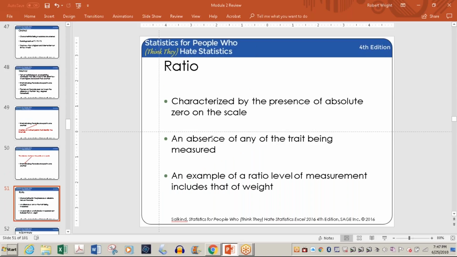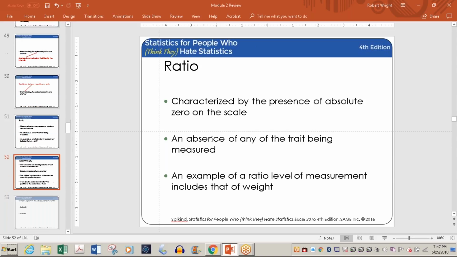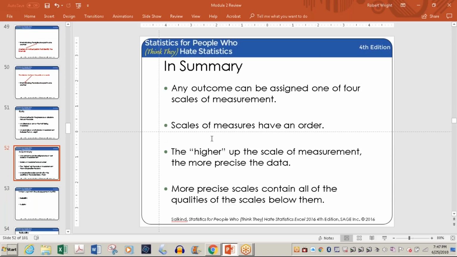And finally, ratio has an absolute 0, the absence of any trait being measured. Weight, you know, 100 pounds is more than 50 pounds. 2 ounces is more than 1 ounce. Okay, so in talking about your findings, any outcome can be assigned one of the 4 scales of measurement. These scales have an order, as we said, from lower to higher. The higher up the scale, the more precise, and the precise scales contain all the qualities of the scales below them.